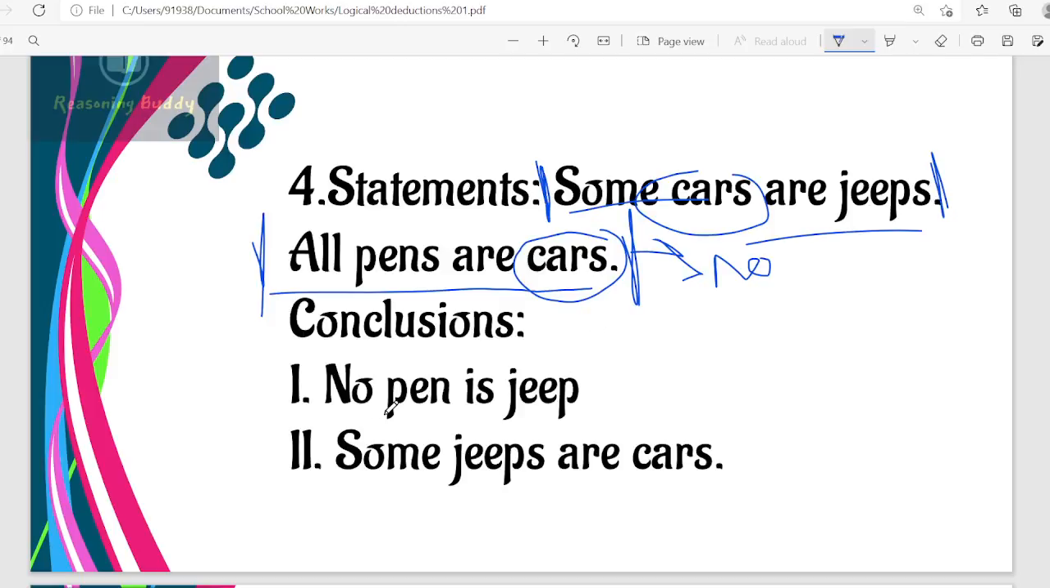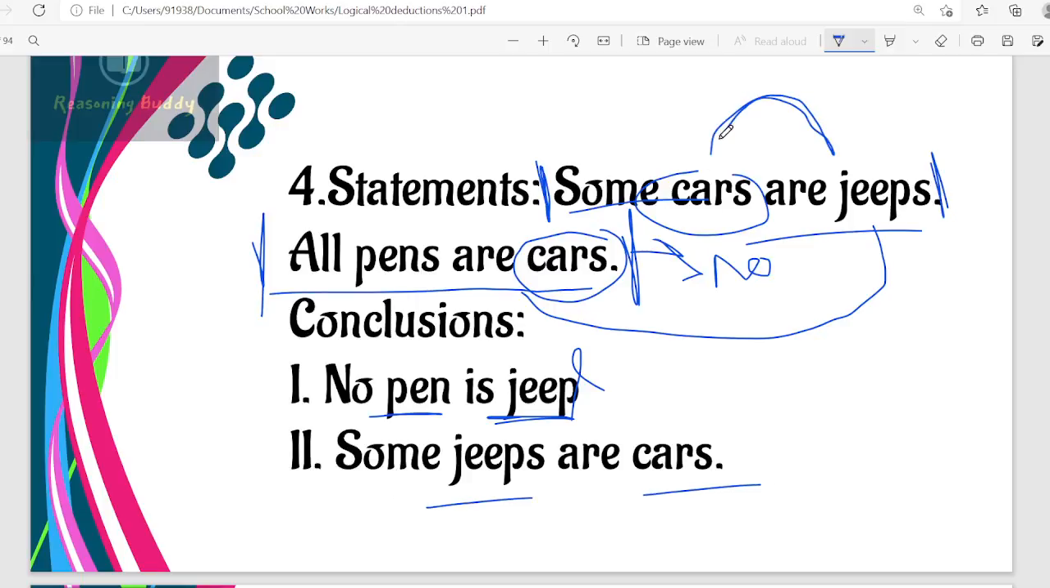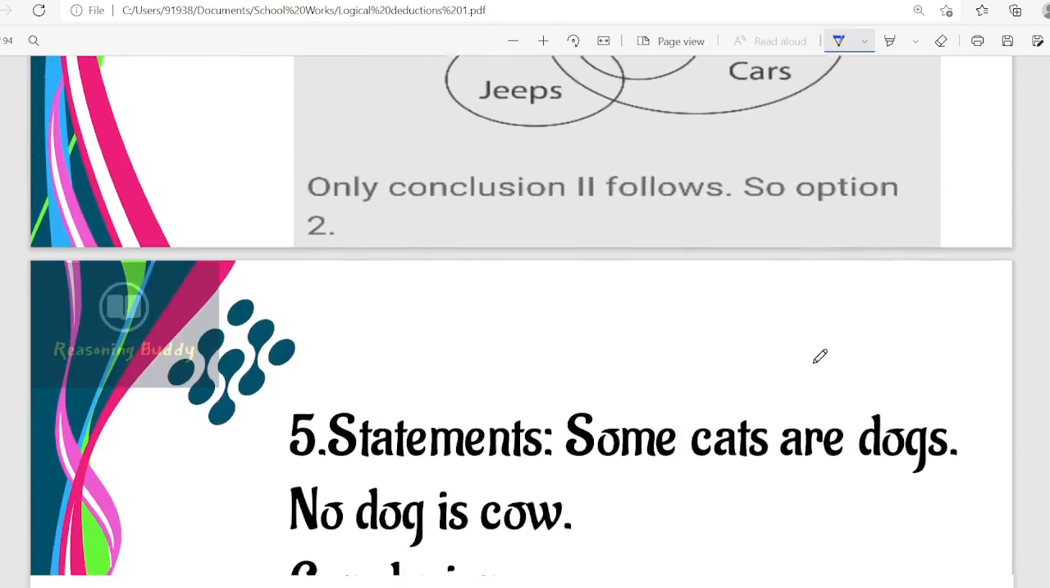So, no pen and jeep. Are pen and jeep in the same statement? No. Jeep is in the first statement and pen is in the second statement. So it is wrong. And jeeps and cars, jeeps and cars are in the same statement. So it might be possible. So option conclusion 2 follows. Next.